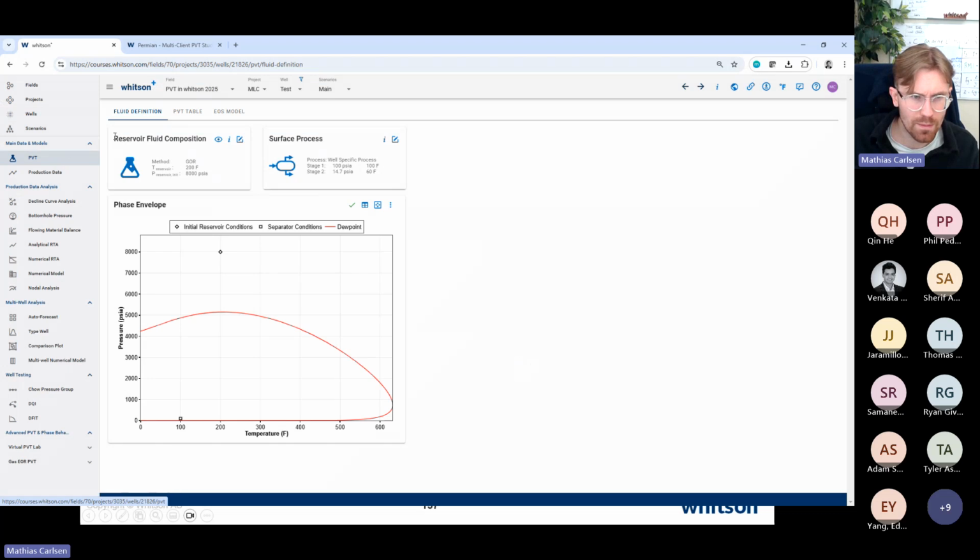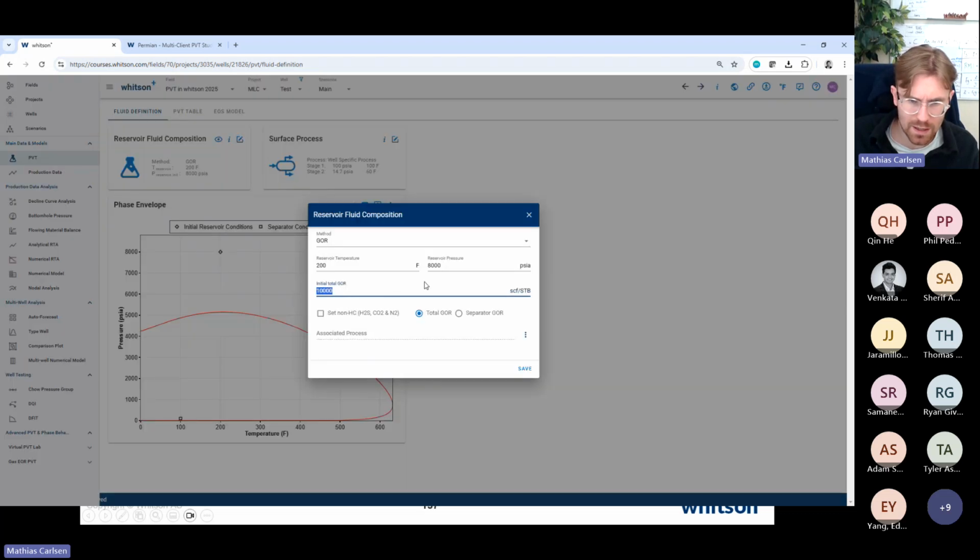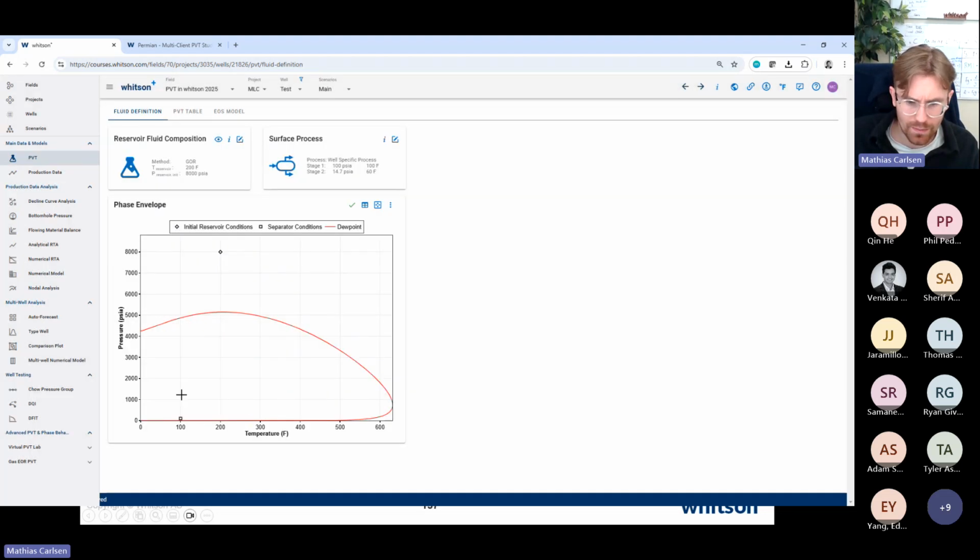We'll show that one more time. We open up the reservoir fluid composition card. We make it 10,000 here. That's 100 barrels per million. Generates this phase envelope, and we can go to the PVT table and we can check.